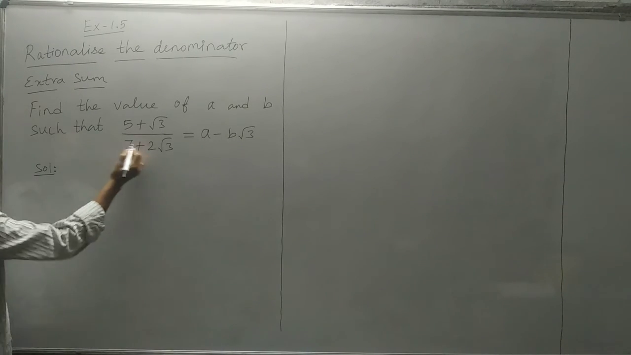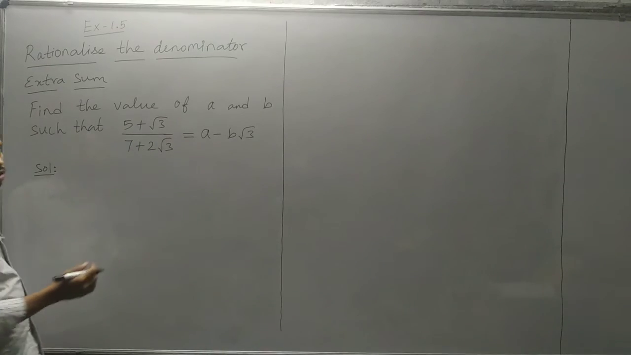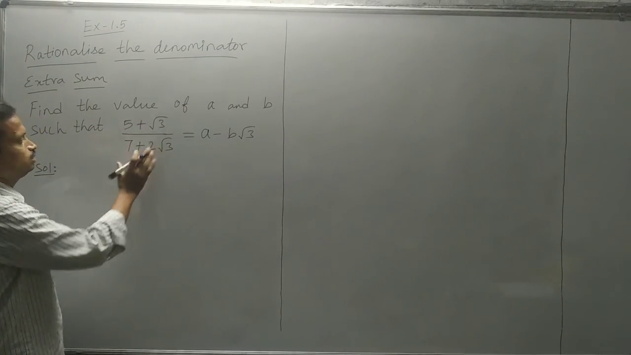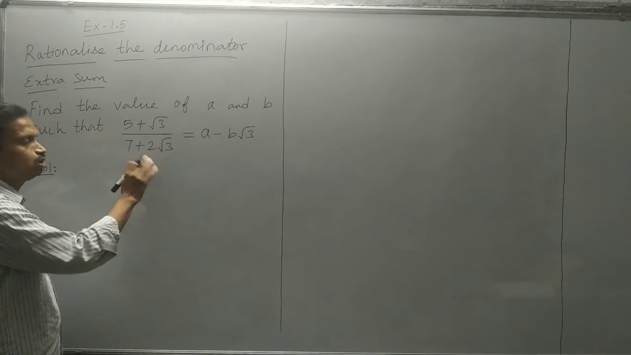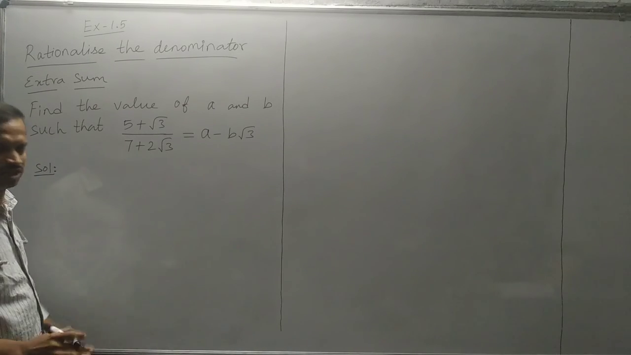So here, I am taking the left hand side. I am trying to rationalize it as we did in the earlier problems. So you have to rationalize the denominator of this, and you can get the a and b by comparing the coefficients. This is the method.